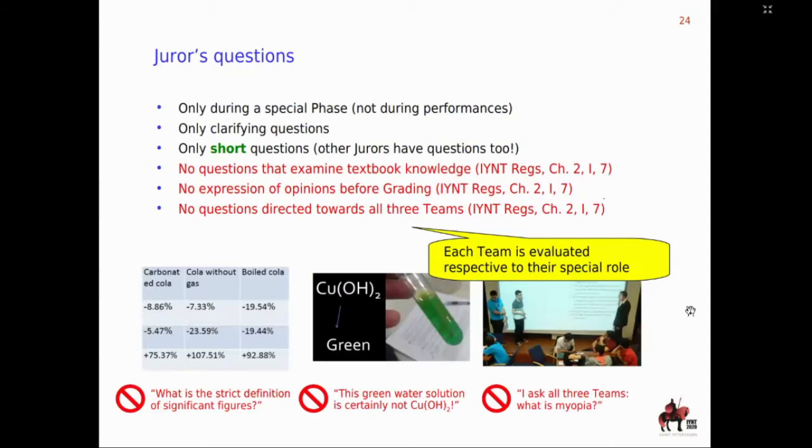Finally, you see that the teams discuss something about a particular topic and you want to ask all three teams, tell me something. Tell me, for example, what is myopia? Give me the definition. You cannot do it. This is a question directed towards all three teams.